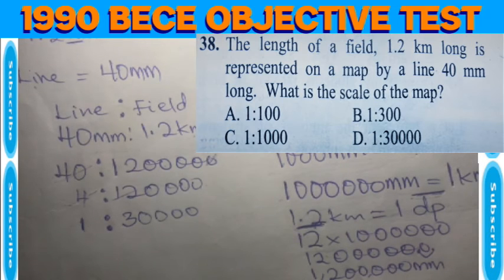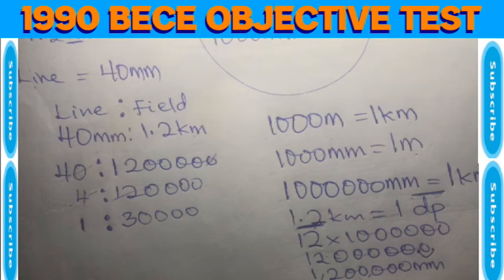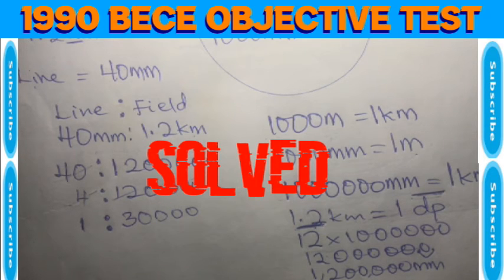With question 38, all you need to understand is the conversion between the kilometers and then the millimeters. How many millimeters will be equal to 1 kilometer? And that is 1 million. Take note of that. That is very relevant and very important. So let's box on to question 39.